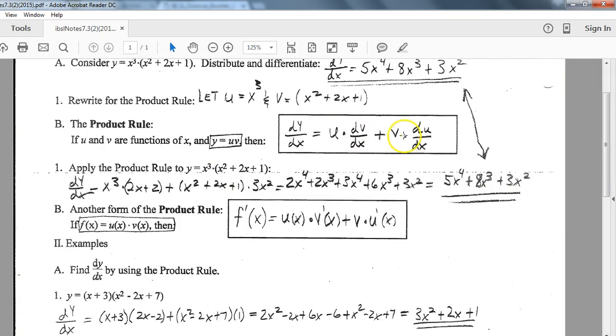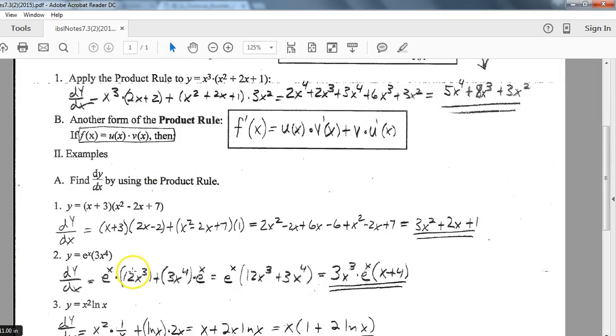So I showed you this method here. This is just another way of looking at it. So the u term, or the first term, times the derivative of the second plus the second times the derivative of the first. Though I would say it's more important to be familiar with this look here, because this is the one that's in your formula packet. So this is what you would get on the test. And so I would keep this one in mind moving forward.